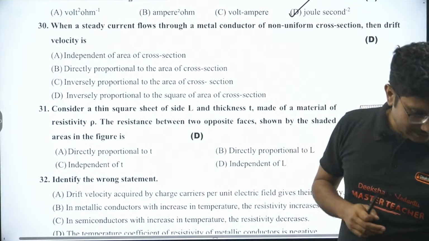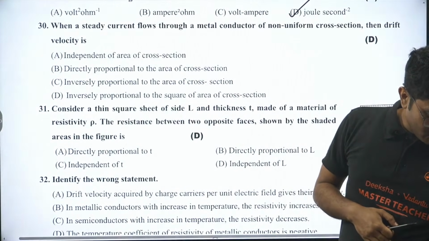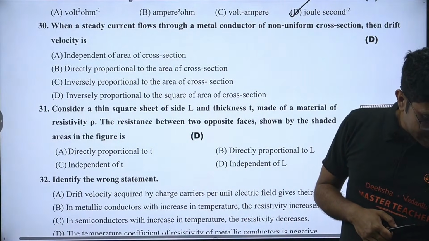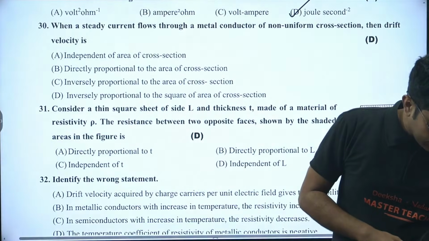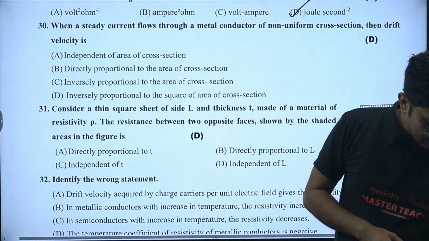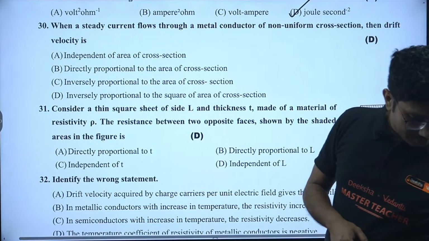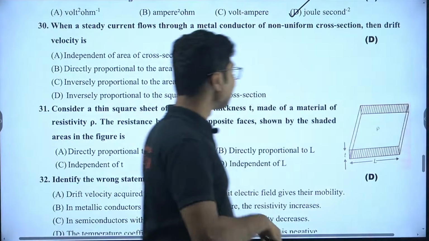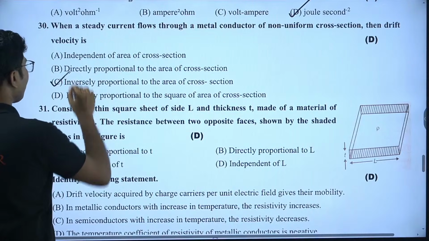Now let's see question number 30. Muhammad Dhanif, Mansi is saying C, Komal Kaushik is saying option C, and Sagar is saying C, Sunita is saying C, Sinchana is saying C. Muhammad Dhanif is saying S for some reason, I don't know. Otherwise everyone is saying C. So inversely proportional to the area of cross section.